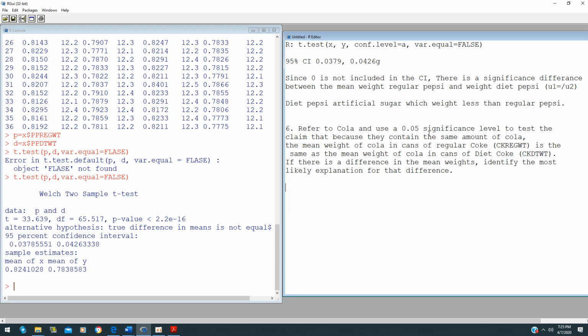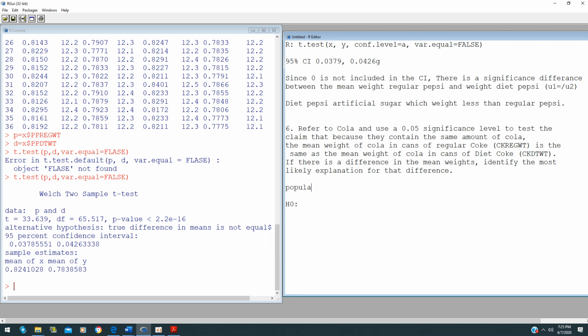So this question now is not calling us to find a confidence interval. It's calling us to do what we call hypothesis testing, because "test the claim" is in here. So again, for this case, you have to do all 6 steps to do your hypothesis testing. Because this is your claim statement, it says that your regular Coca-Cola is the same as the Diet Cola. So as usual, you have to declare your populations.